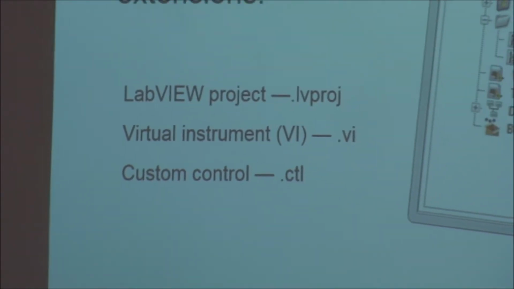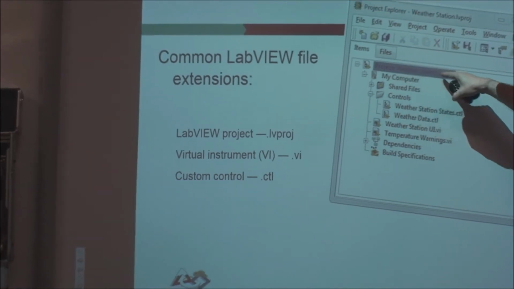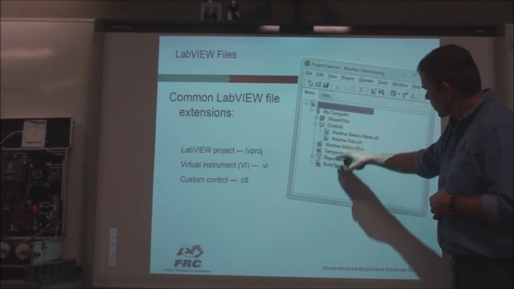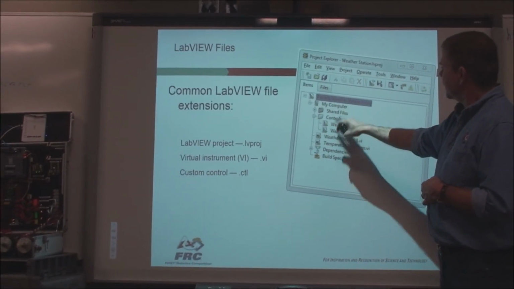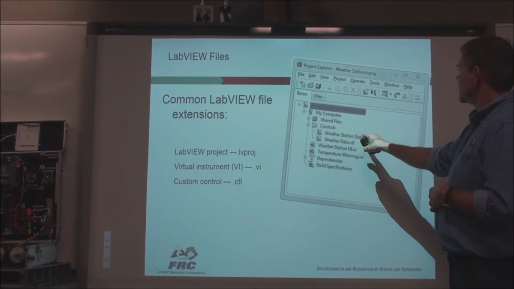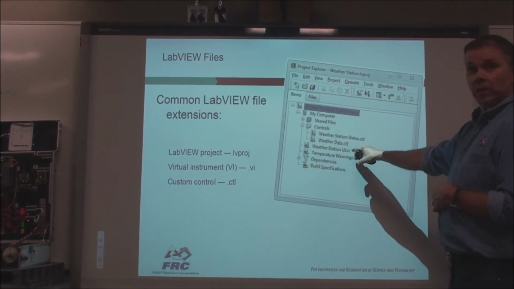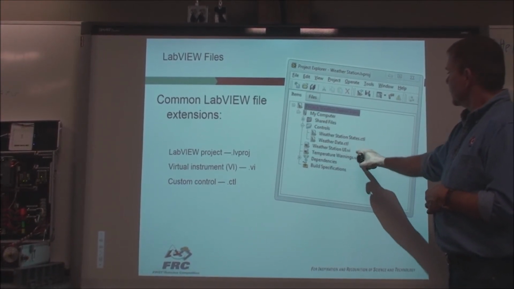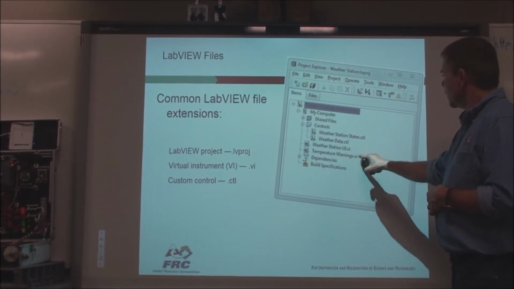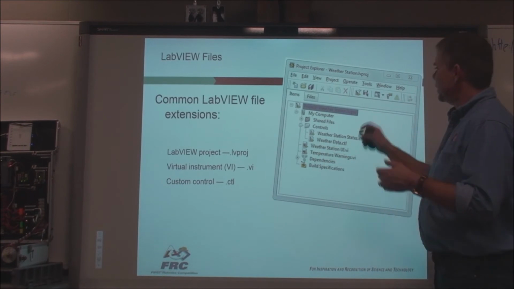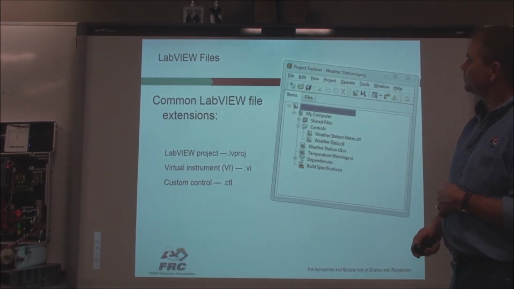So you can see elements there. There's my project right here, the weather station project. It includes all of these things. And it includes controls like the weather station states control, weather data control, and it has these VIs, which are like the meters and the clock. Weather station VI, temperature warnings VI, and then dependencies, which we won't worry about at this point.